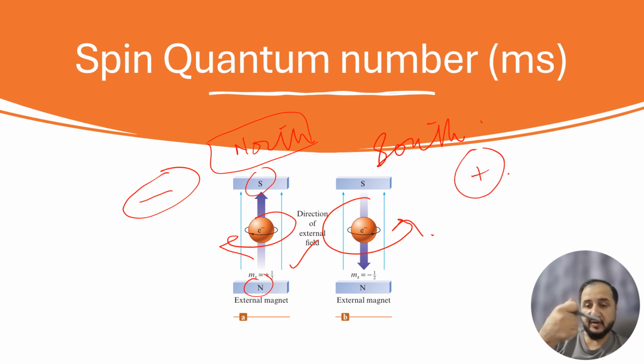Anything which is spinning, according to the right-hand rule of physics, has a magnetic field around it. If the movement of the charge is up, the magnetic field is like this, and vice versa. So this spin quantum number is telling us how to keep the two electrons together while you are working on the electrons and trying to bring them into one particular orbital.